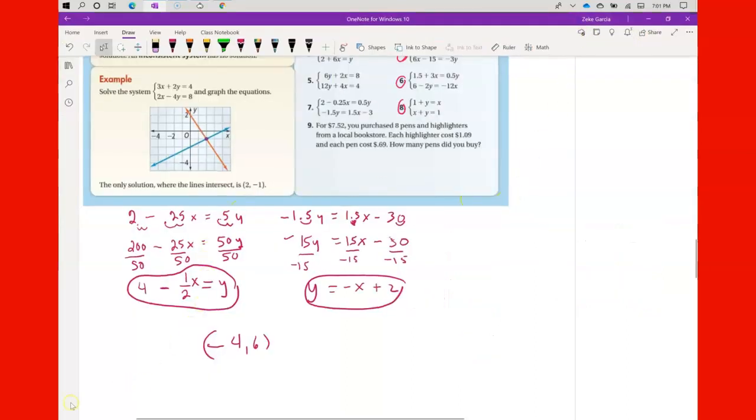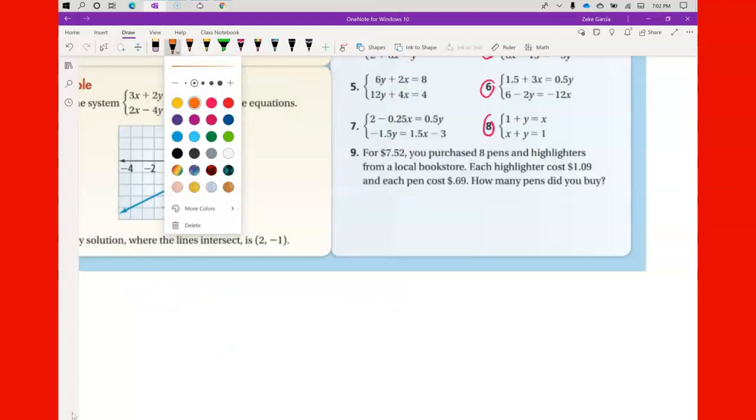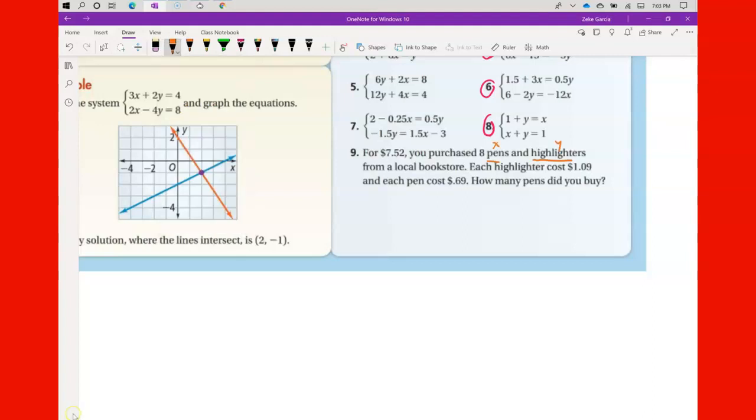Okay, so we're going to do the next one, number 9, and you do have a word problem that you're going to be working on. So I'm going to use Desmos to solve the word problem. So I'm going to go ahead and pause it here. For $7.52, you purchase 8 pins, right? I'm going to say X represents pins, and highlighters represents Y. And I know together we purchase 8.